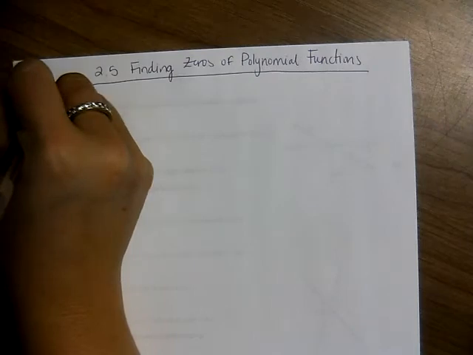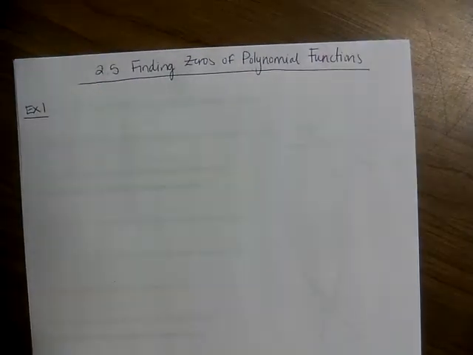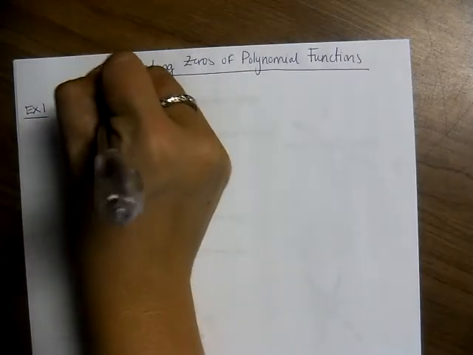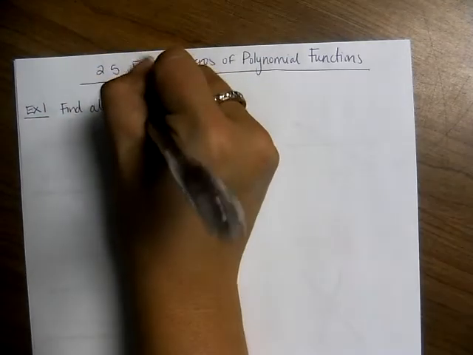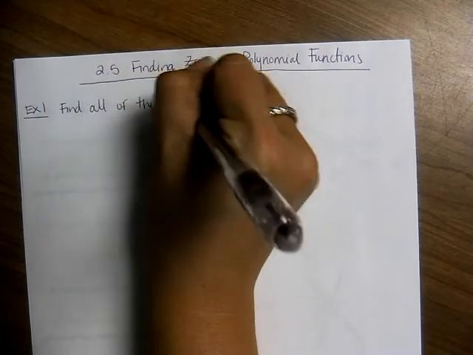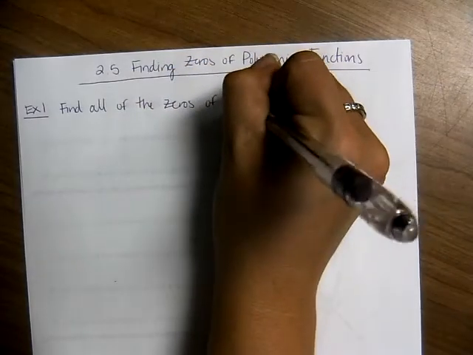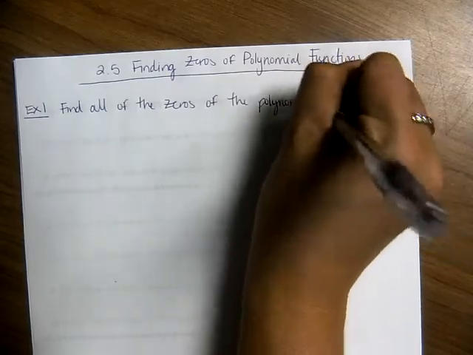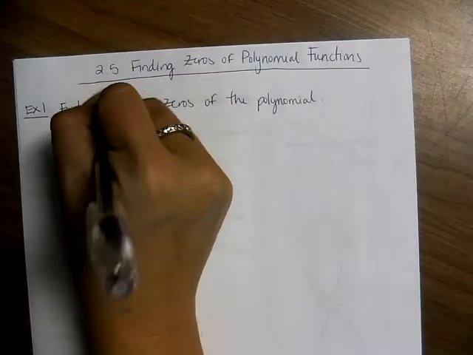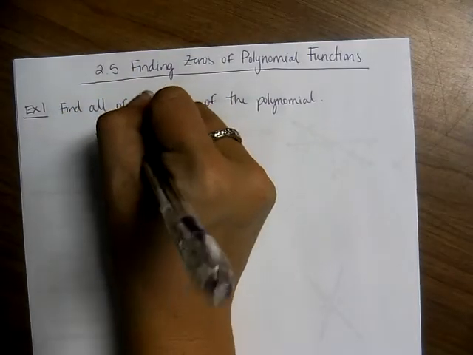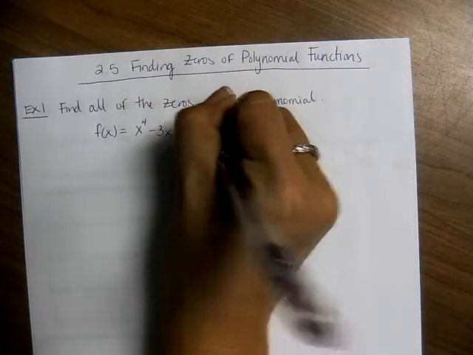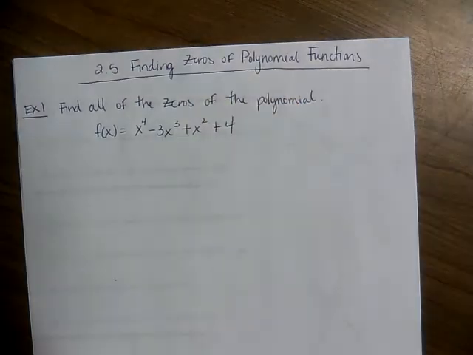Okay, so example 1, let's do this. Find all of the zeros of the polynomial. And let's say we're given f of x equals x to the 4th minus 3x cubed plus x squared plus 4.